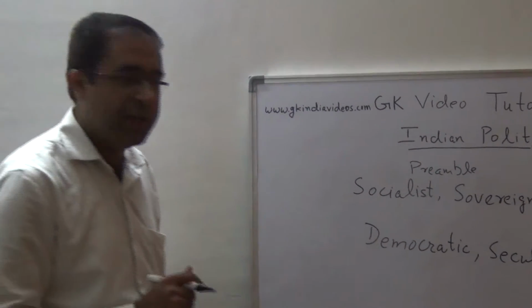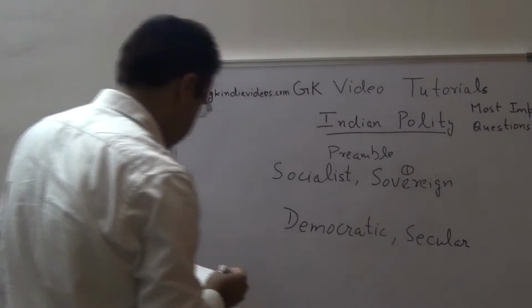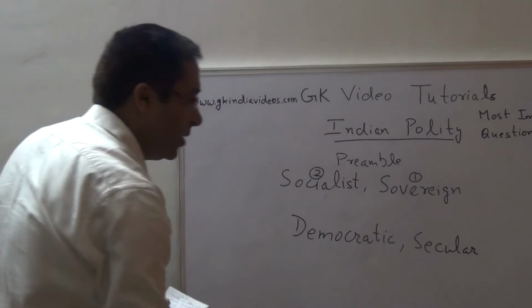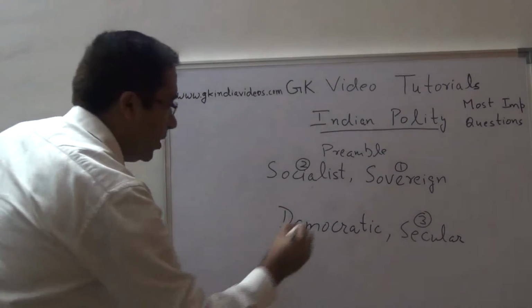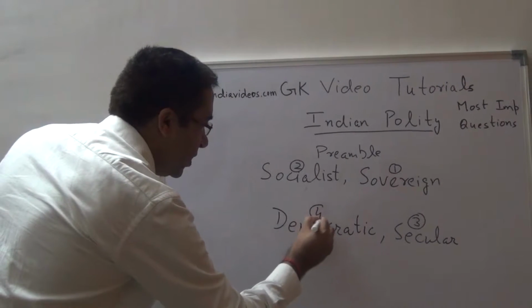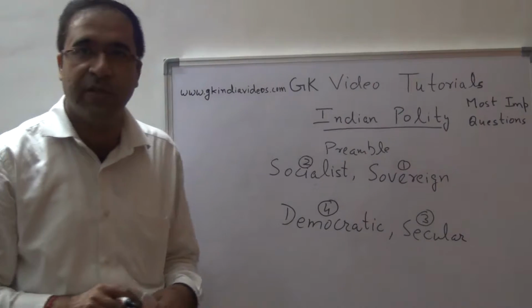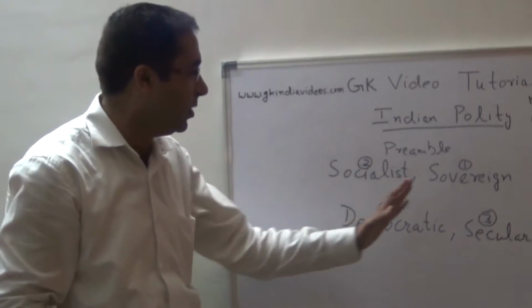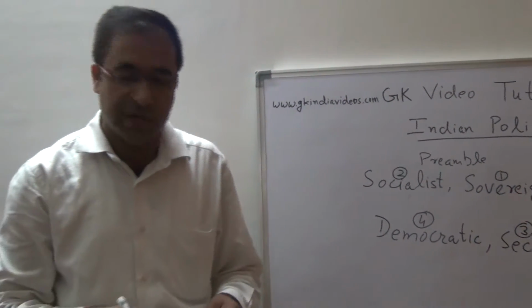The correct sequence is, first is sovereign, second is socialist, third is secular, and the fourth is democratic. So this is the correct sequence of these 4 words in the first paragraph of the preamble of the Indian Constitution. You have to remember this sequence of these 4 words.